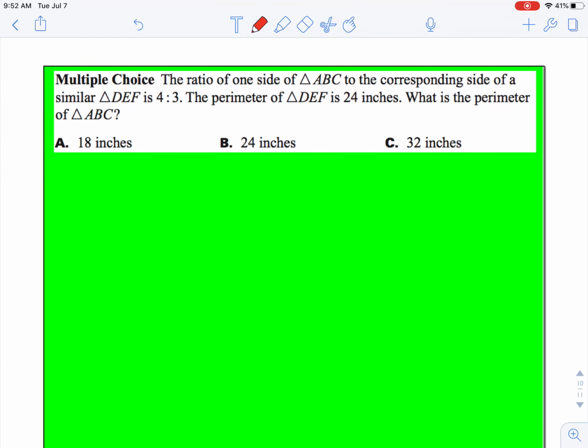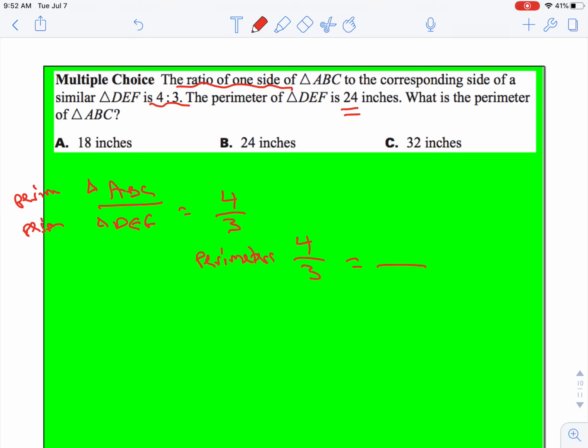The ratio of one side of triangle ABC to the corresponding side of similar triangle DEF is 4:3. So we have the ratio of sides is 4:3. If the perimeter of DEF is 24, what is the perimeter of ABC? Well, we know the ratio of ABC to DEF is 4:3, and the perimeters will also be in that same ratio. So 4:3 is going to be the same ratio of the perimeters.